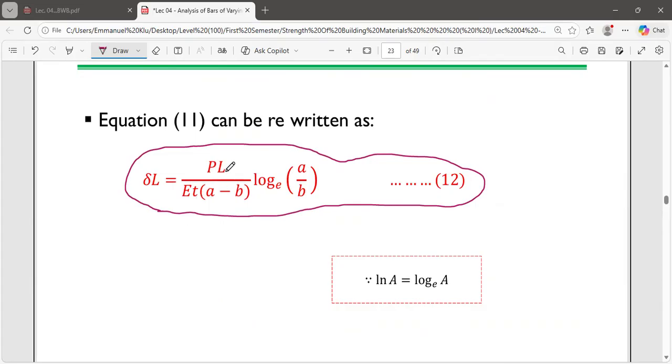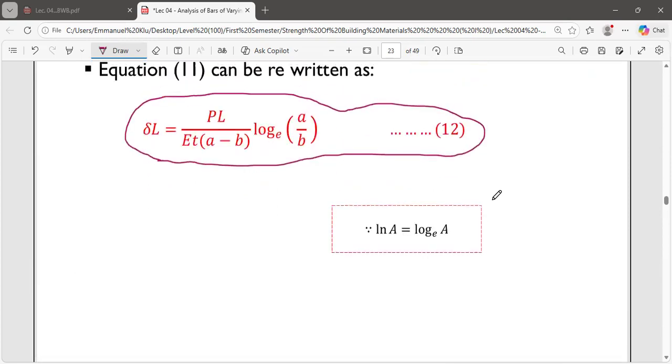In this case, we are going to use PL over elasticity times the thickness, multiplying the difference in width, that is width A minus width B, all multiplying the log e of width A over width B. That is equation 12.